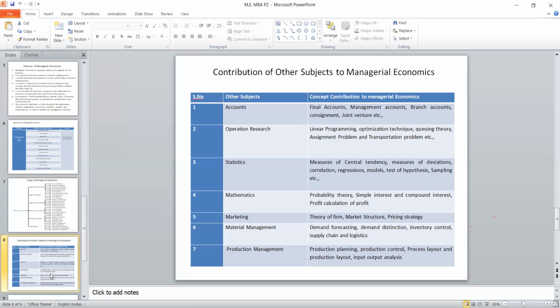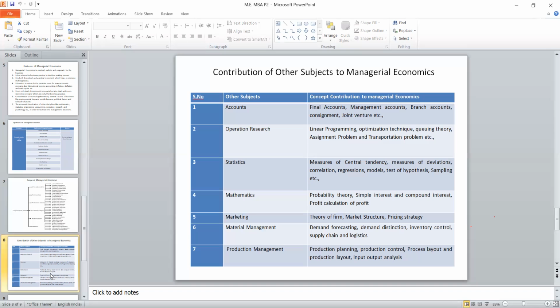Then similarly, as we are studying the market structure and implementing pricing methods and strategy, all the marketing techniques are also included in managerial economics. Finally, material management and production management. Once we are forecasting the demand and distinguishing the different types of demand, how to make inventory effective and supply chain, all these things are also included in managerial economics. These are the topics extracted from materials management.